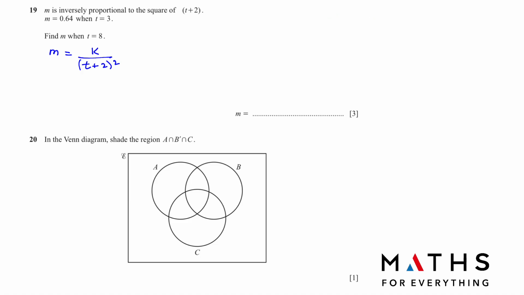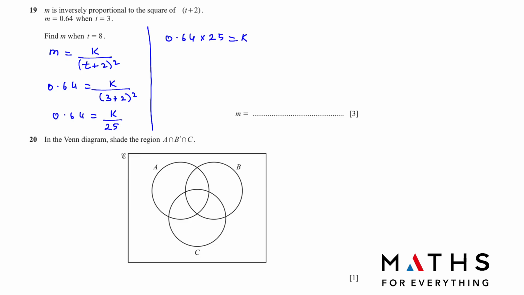Now replace the m, which is 0.64, and t, which is 3. You're going to get 0.64 is equal to k over 25. Cross multiply: 25 multiplied by 0.64 will give us 16. So the value of k is 16.